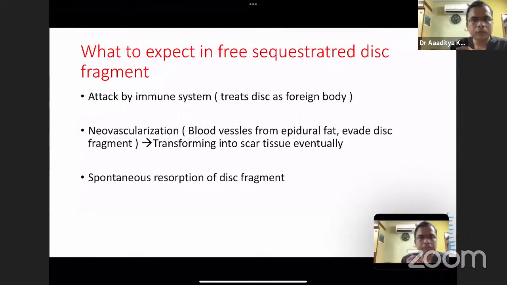What we can expect in terms of these free sequestrated disc fragments is that usually the body sees them as a foreign body, foreign material. So our immune system usually attacks them. It has been noted that there is certain neovascularization taking place from the surrounding epidural fat region, which invades these fragments and eventually turns them into scar tissue, and spontaneous resorption of disc material takes place. The clinical implication of a sequestrated disc is that most of the time, conservative treatment does really well whenever we come across a sequestrated disc.